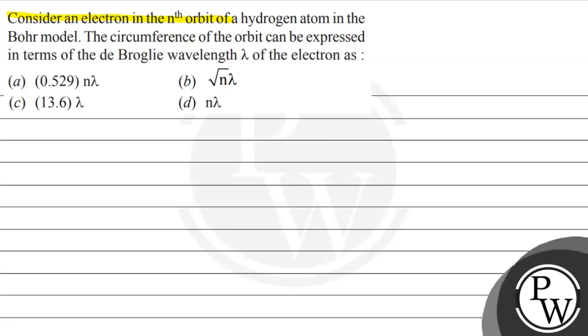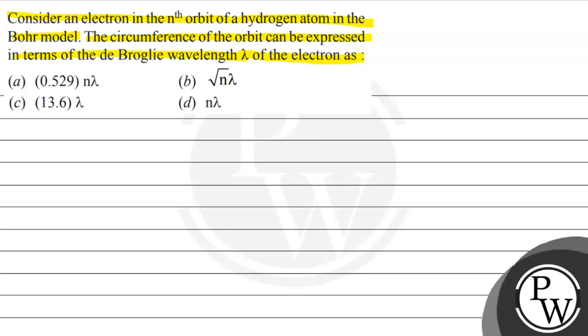Consider an electron in the nth orbit of a hydrogen atom in the Bohr model. The circumference of the orbit can be expressed in terms of the de Broglie wavelength lambda of the electron as... these are the following options given to us.